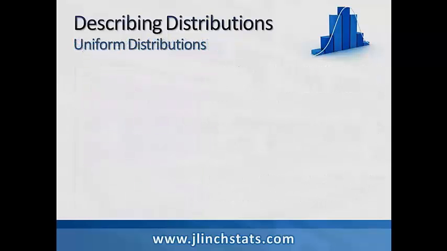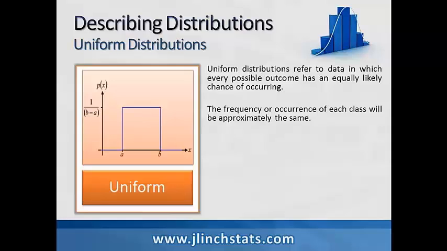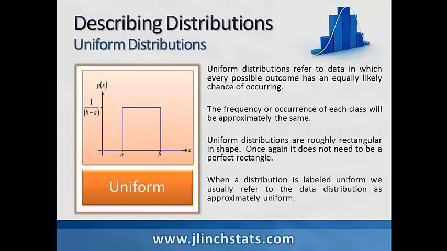Now let's talk about uniform distributions. Uniform distributions refer to data in which every possible outcome has an equally likely chance of occurring. The frequency or occurrence of each class will be approximately the same. Uniform distributions are roughly rectangular in shape, and once again, it does not need to be a perfect rectangle. When a distribution is labeled uniform, we usually refer to the data distribution as approximately uniform.